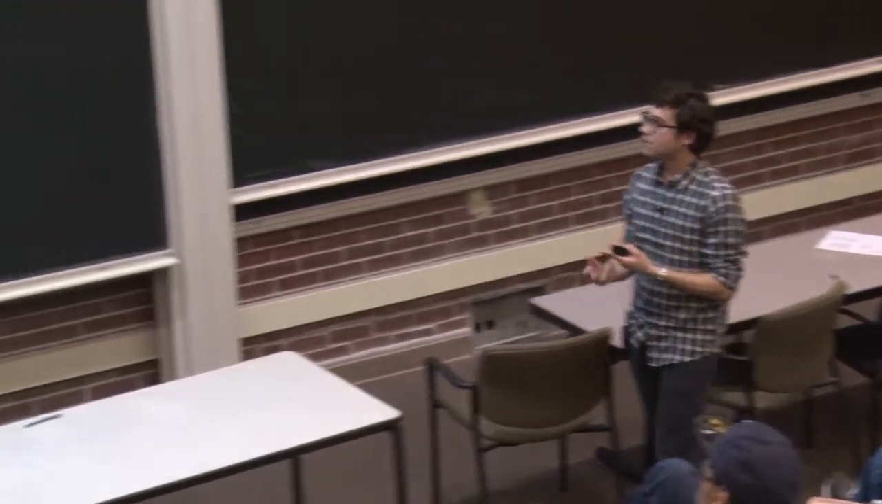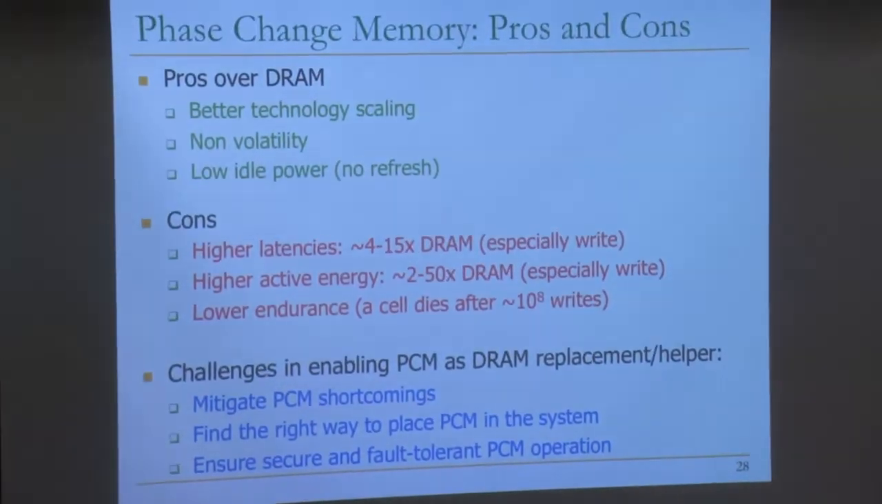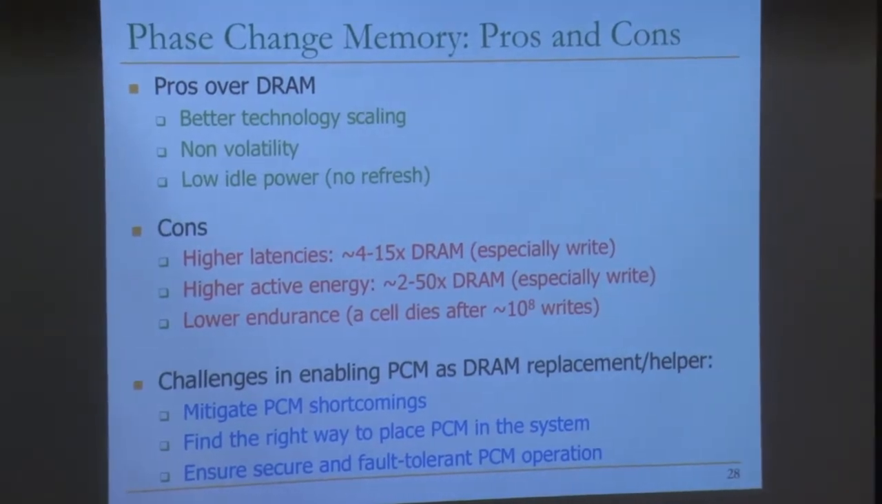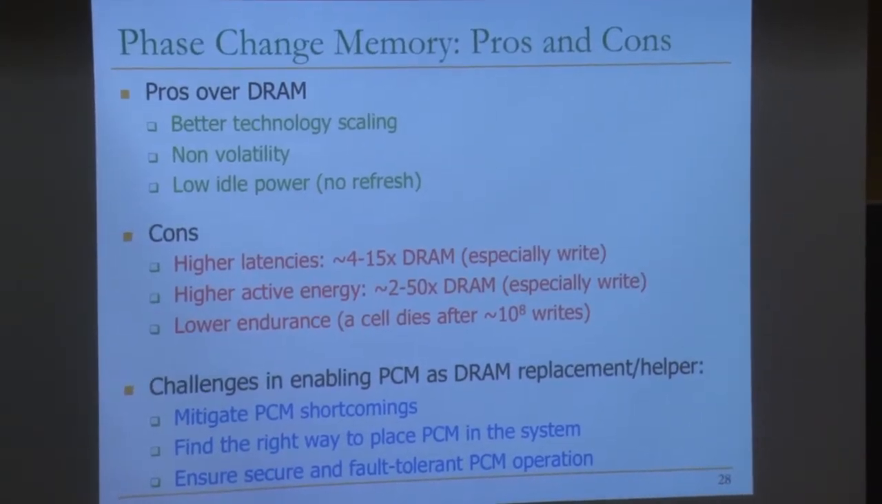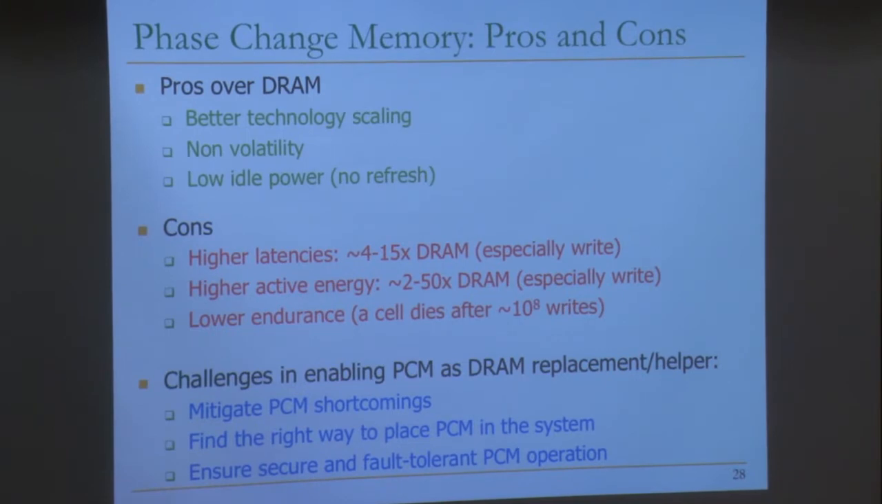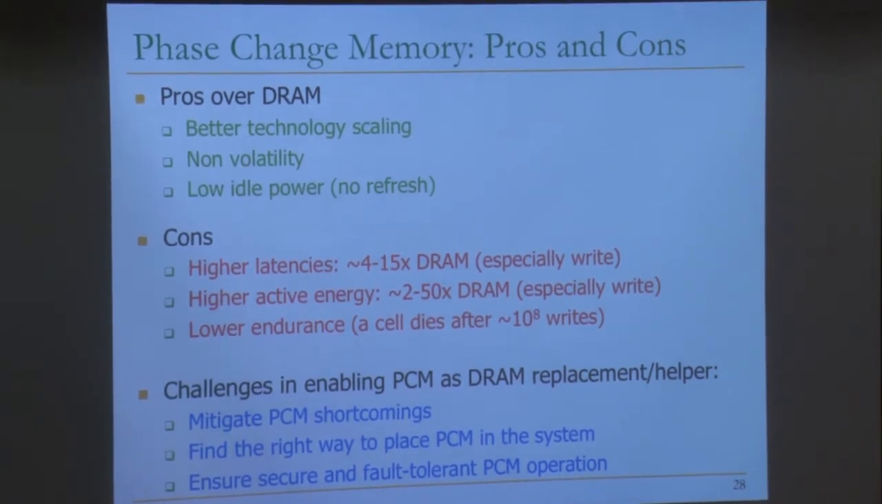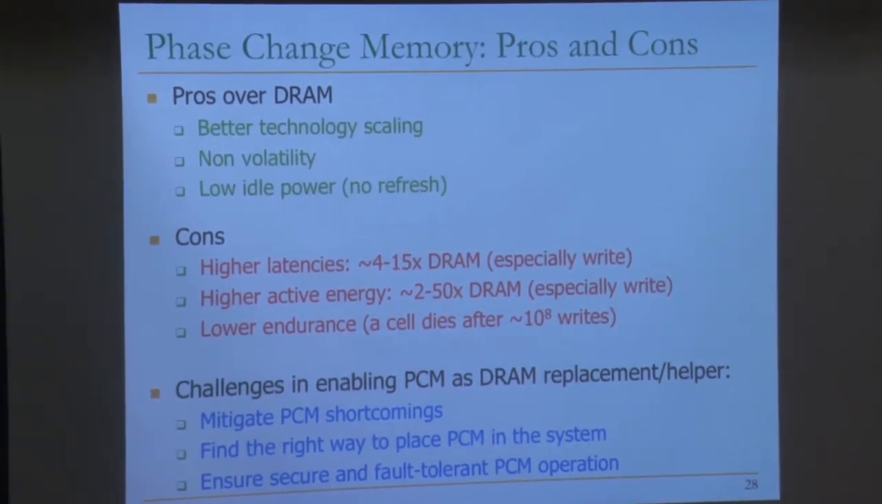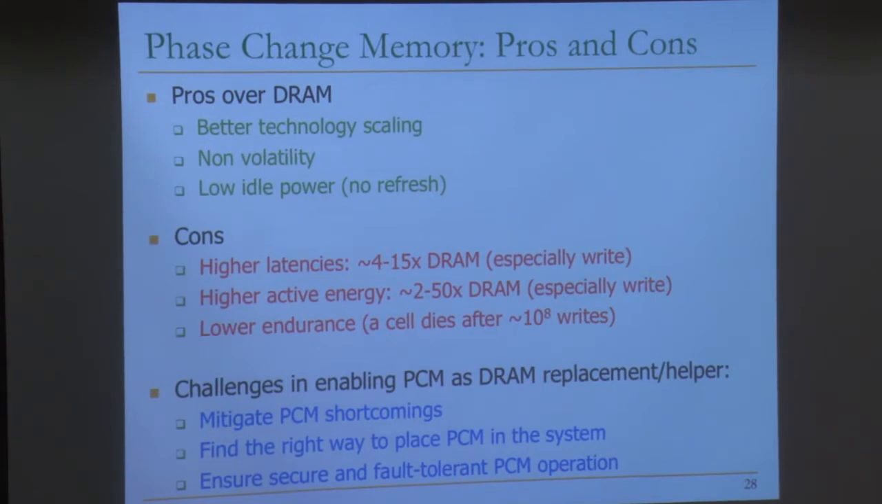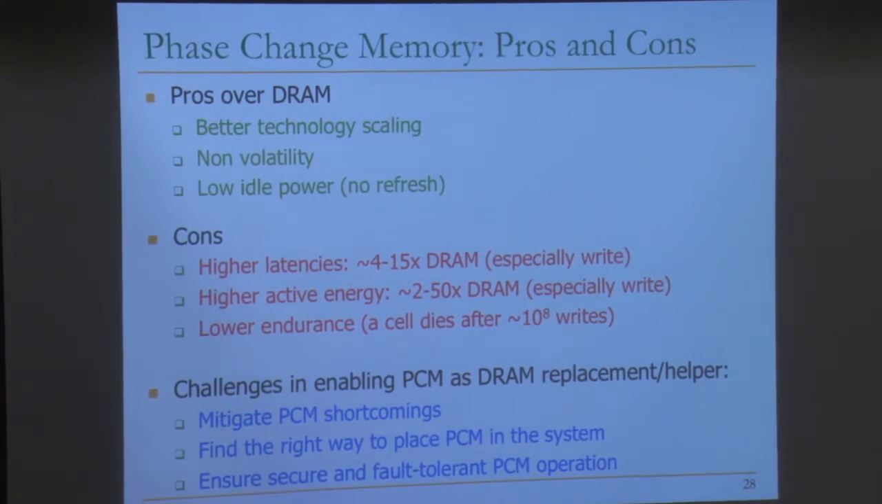So what are some challenges in using PCM as a DRAM replacement or something to augment DRAM in main memory? Well, the first order of business is we want to mitigate these shortcomings. We want to design systems that are robust against those. And we want to find the right way to place it in the system. We haven't really talked about this yet, but if I gave you some phase change memory, and I said, how do you want to use it in the system?